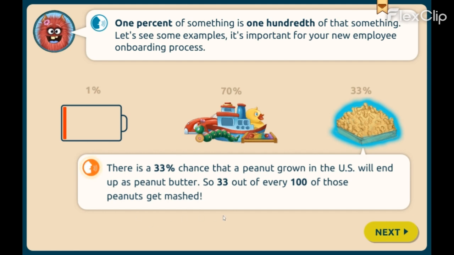There is a 33% chance that a peanut grown in the US will end up as peanut butter. So 33 out of every 100 of those peanuts get mashed. Right? Percent means we are comparing this amount to 100. If we grow 100 peanuts, 33 of them will go towards peanut butter. That is really important to understand. We take the number we see and say that 33 out of 100 is being used as peanut butter.